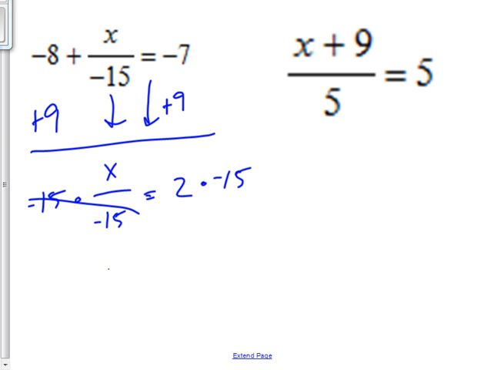Negatives and the 15s cancel. I'm left with negative 30. Okay, go ahead and check that. If I go negative 8 plus negative 30 divided by negative 15, I should get my answer here.